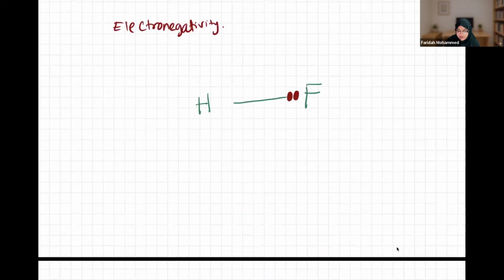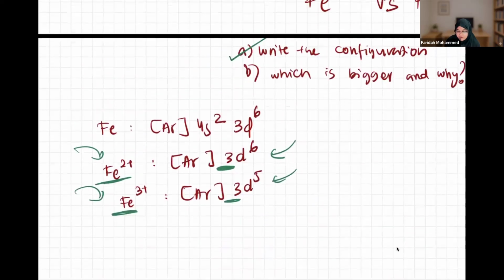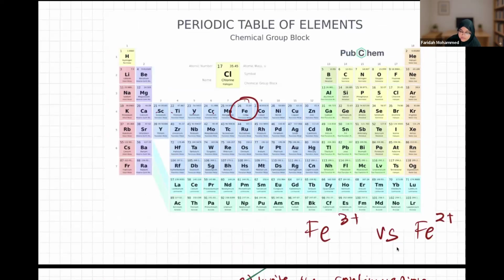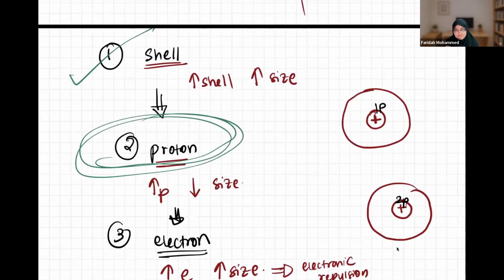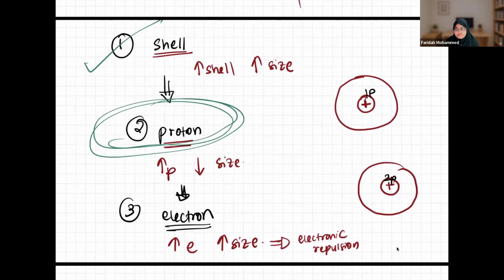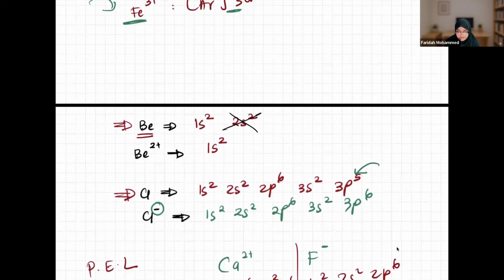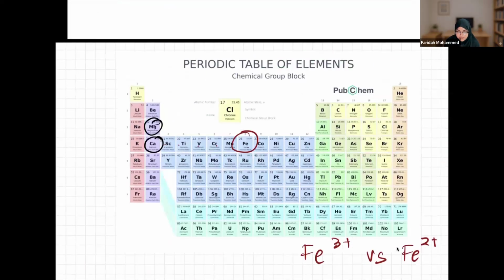So for example, let's say we want to explain who has higher ionization energy between magnesium and calcium. How do you explain? You're going to, again, go back to this. If you explain it based off this, you're going to get the full points. So first you look at the shell. Calcium has a higher number of shells.